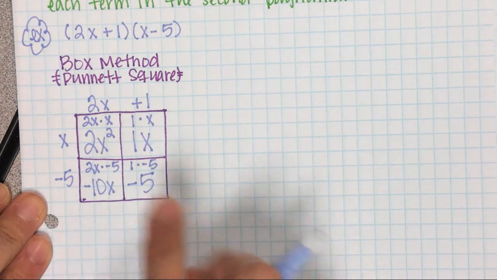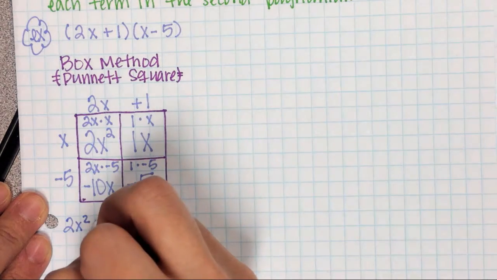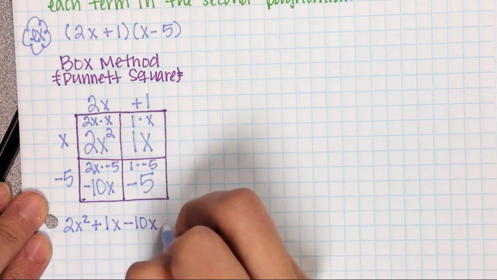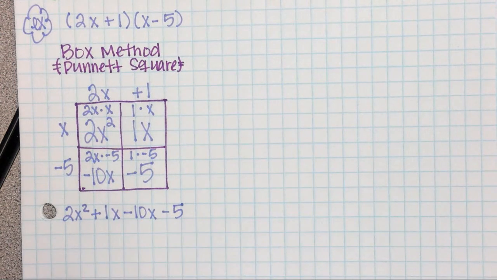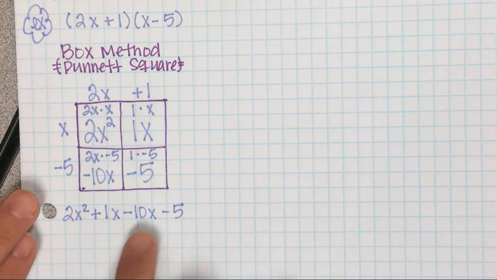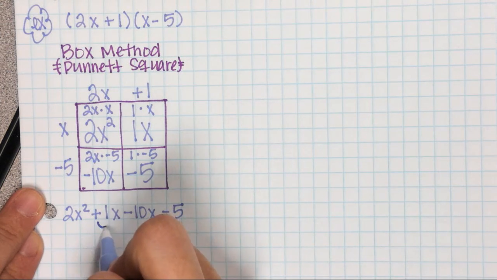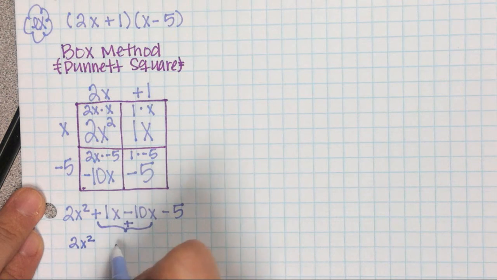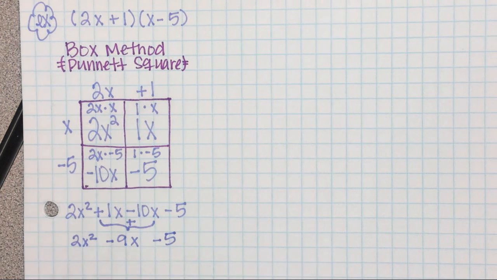So then I'm going to write these down here. So I have 2x squared, positive 1x, negative 10x, negative 5. Notice that my two middle terms are like terms, so I'm going to go ahead and combine those. So I have 2x squared minus 9x minus 5. That's your box method.